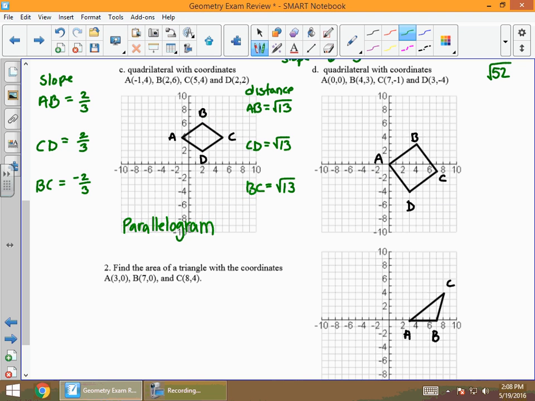And if I do AD as well, down 2, right 3, and you guessed it, it is radical 13. So all 4 sides are the same. So not just is this a parallelogram, this is a rhombus.